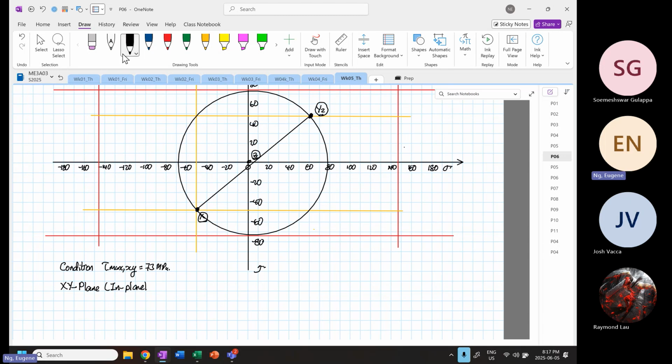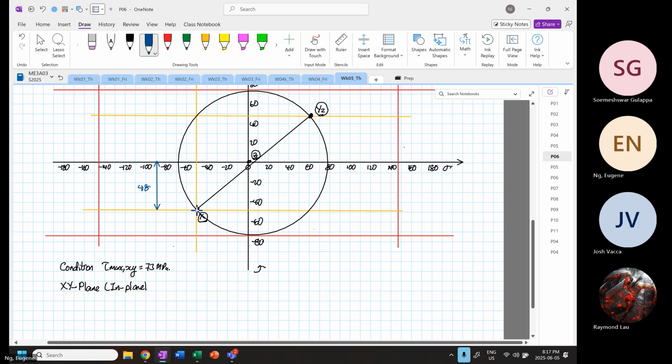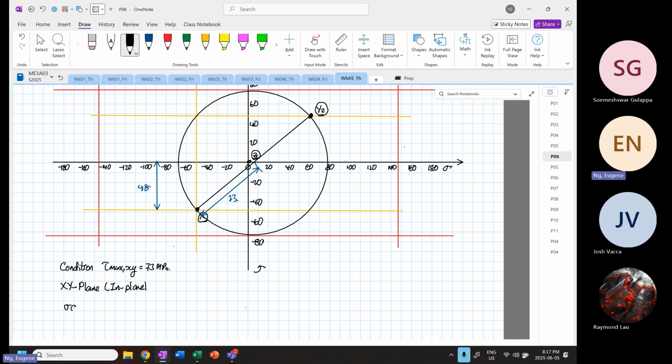So as I've done before, we know that the distance from here to here is equal to 48. And we are also aware that the distance from here to here corresponds to our 73, right? So we are now going to calculate our stress average on our XY plane.